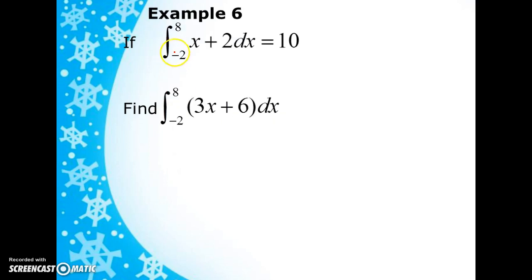All right, so the same deal. I know that the integral of this is 10, and I have to try and find this in this problem. Well, this 3x looks an awful lot like that. It's just times 3. I can actually pull that out in front of my integral, and then I'm left with the same thing. I know this whole statement is 10 by the definition up top, so what I really have is 3 times 10. And that's my answer.